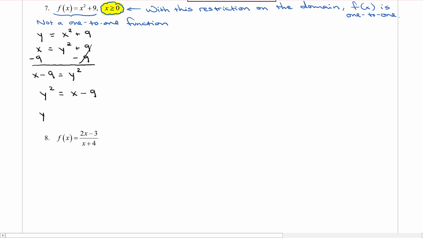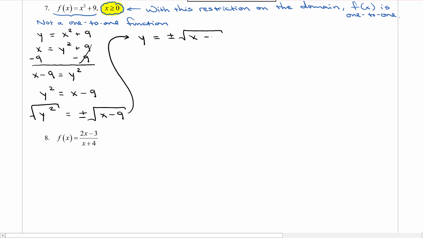Now, when you solve for y, look at what happens here. If I take the square root of both sides, I have to include a plus or minus. So this is going to give me y is equal to plus or minus the square root of x minus 9. Now, there we have an issue here.